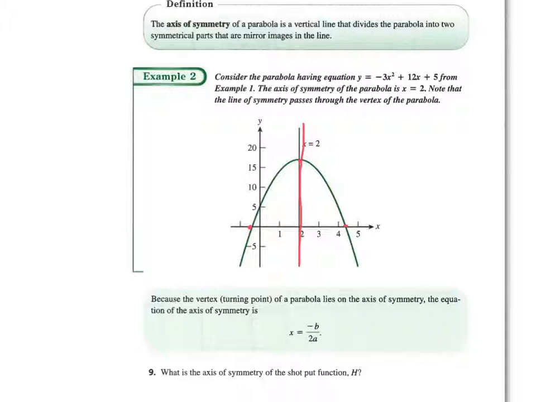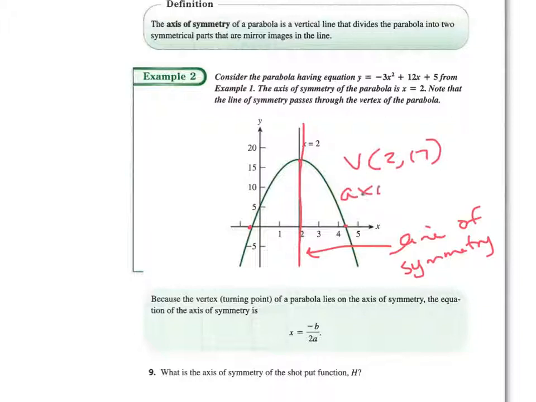So this right here is really just a line of symmetry. So if I folded over that parabola, it would fold right on top of each other. So we call this the axis of symmetry, and it always is lined up with the vertex. So if the vertex in this case was (2, 17), my axis of symmetry is the vertical line x equals 2. So it's not a coincidence. These are always going to be the same because it's lined right up with that vertex.